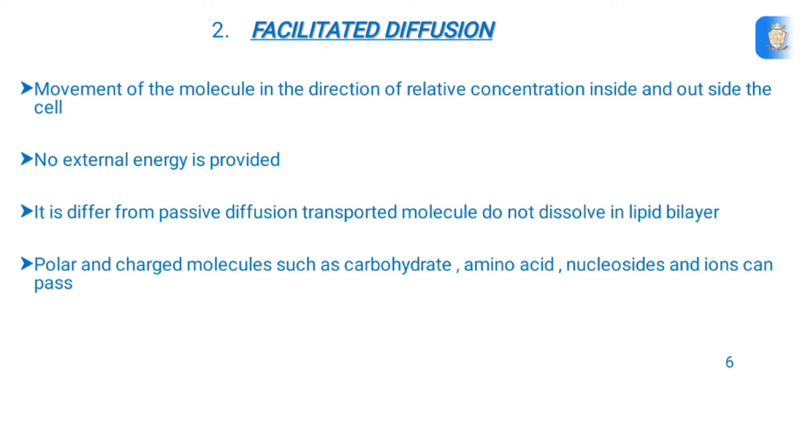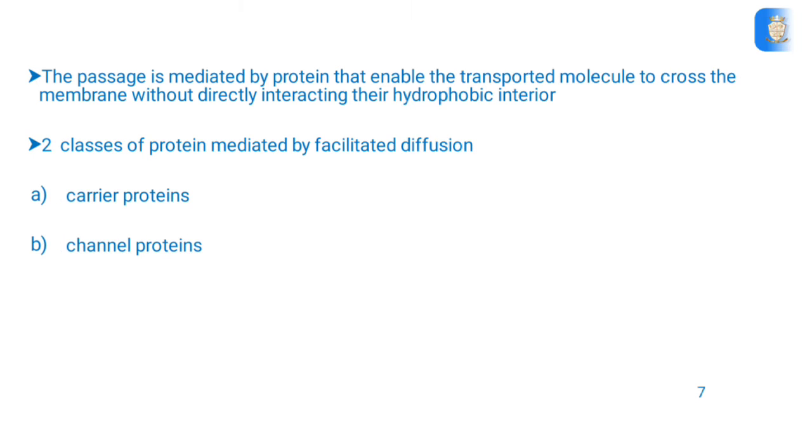Movement of molecules in the direction of the relative concentration inside and outside the cell. No external energy is provided. It is different from passive diffusion in that transported molecules do not dissolve in the lipid bilayer. Polar and charged molecules such as carbohydrates, amino acids, nucleosides and ions can pass. Passage is mediated by proteins. There are two classes of proteins mediating facilitated diffusion: carrier proteins and channel proteins.